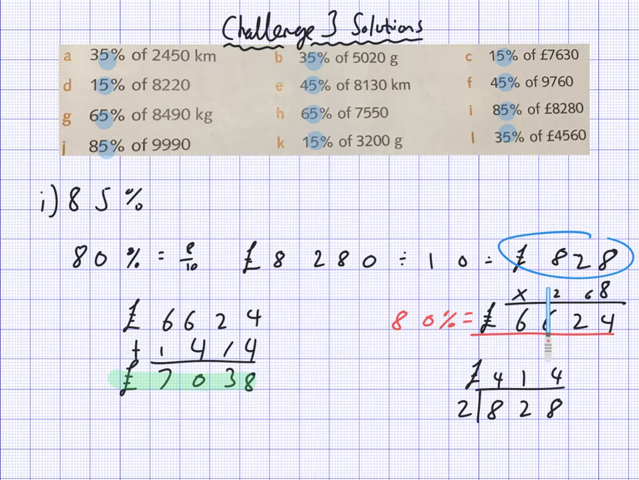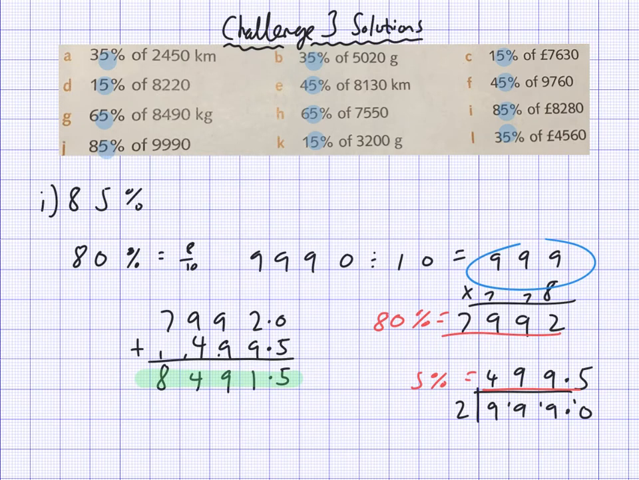For I, we were finding 85%, so the first thing I did was find 80%, or 8/10, divide by the bottom, multiply by the top, and that got me 6,624. Then I took 10%, or 1/10, and divided it by 2 to find 5%, which was £414. I added the 80% to the 5%, which got me a final answer of £7,038. And I used the same method for I.